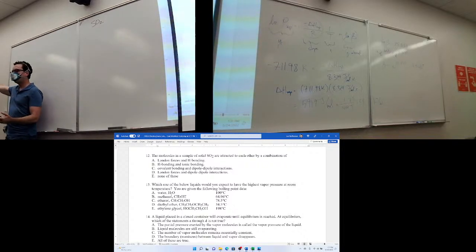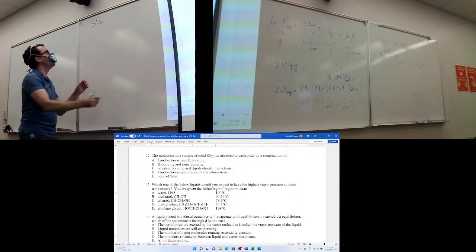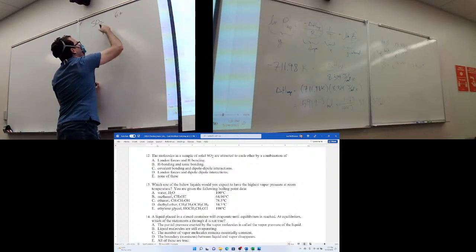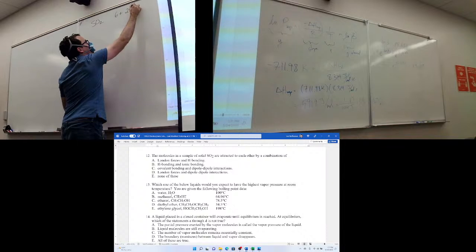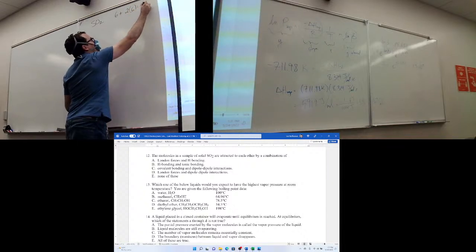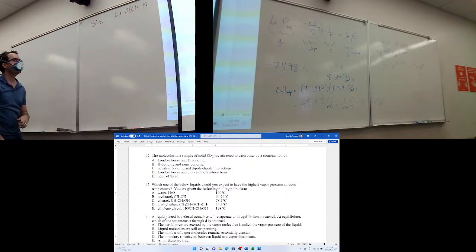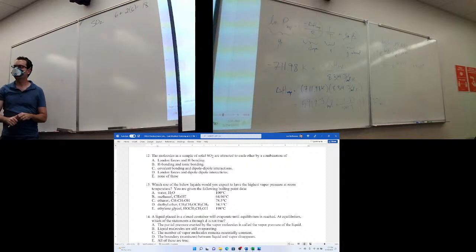Sulfur has 6. It's in group 6. Oxygen has 6 as well. So 6 from the sulfur, 6 from each oxygen. There's 2 of them. That's 18 total valence electrons. Wait, isn't oxygen 6? Oh, it's 6 valence electrons, yeah. It's got 8 total, but 6 in the outer shell.